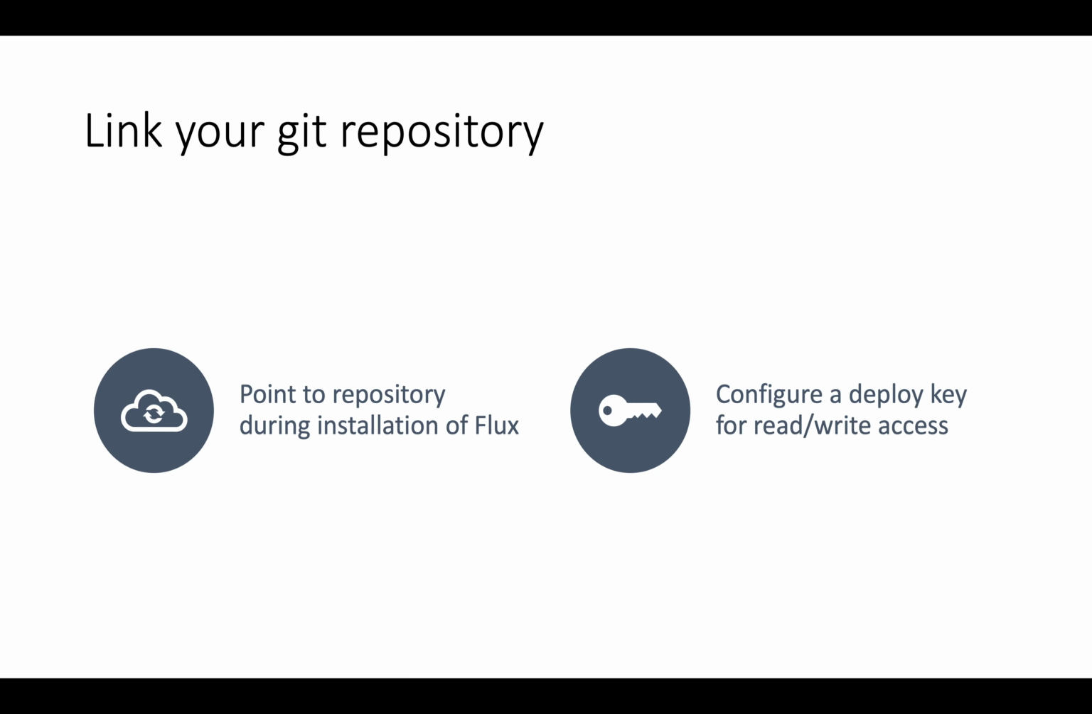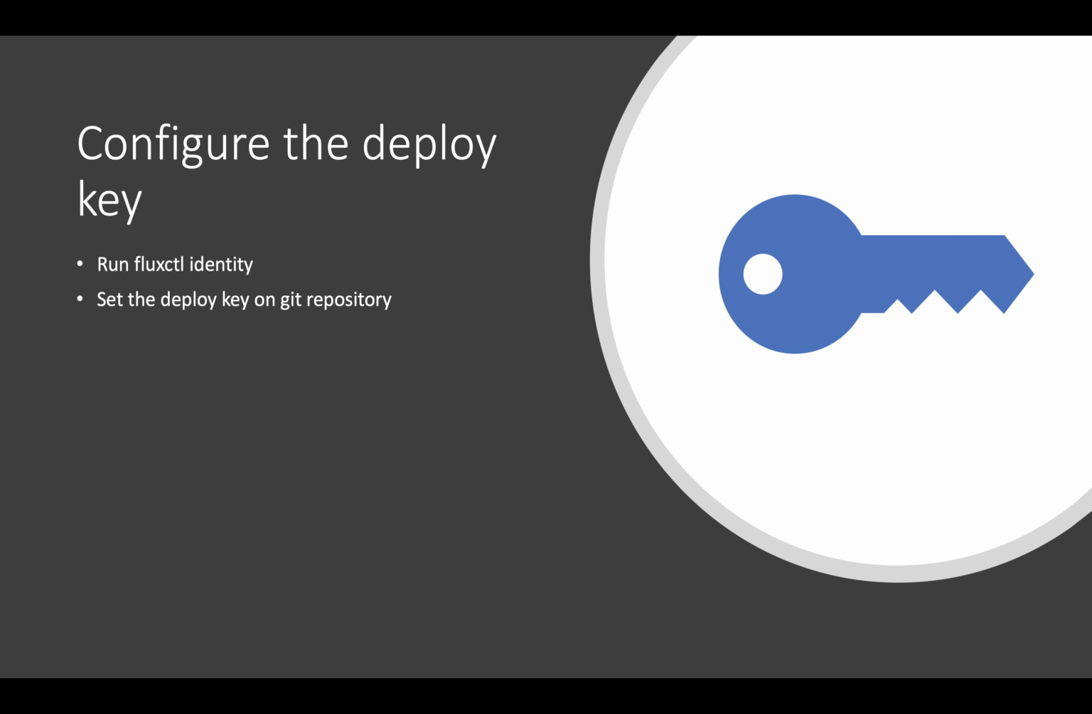Now, of course, you have to link your Git repo. We do that during the installation of Flux. We point to a repo during the installation. Then we configure a deploy key, an SSH deploy key, for read-write access by Flux to your Git repo.